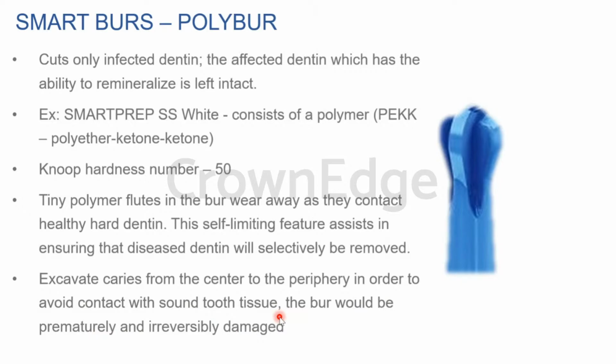We have the Smart Prep SS White Burr, which consists of a polymer known as PEKK. Again, guys, please remember this particular compound. That is the composition of a smart burr. It is a polymer known as PEKK, which is polyether ketone ketone. Now, how does this work?